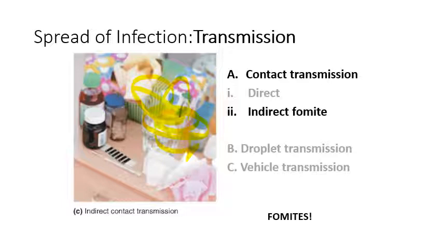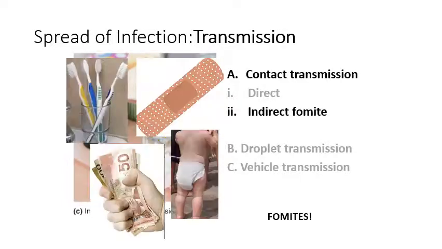Sharing thermometers, probably a bad idea. Everyone should have their own thermometer. So these are typical fomites. As you know, money is a terrible fomite. Toothbrushes are a fomite. Bandages are fomites.